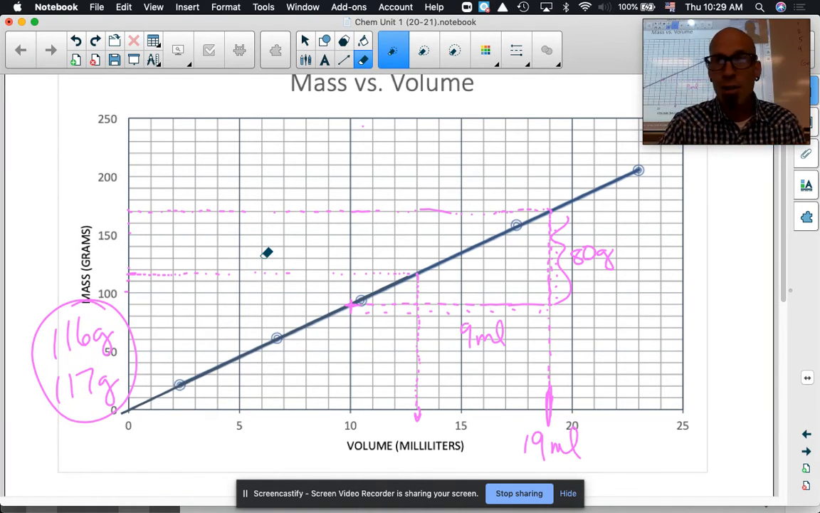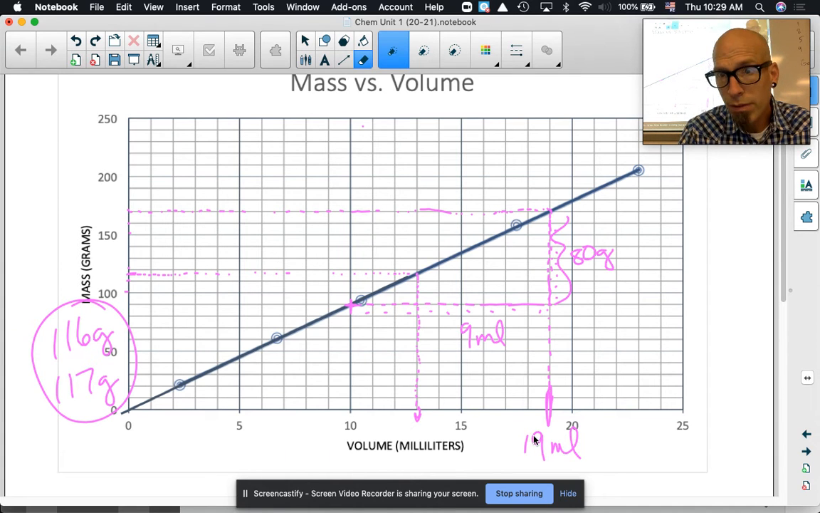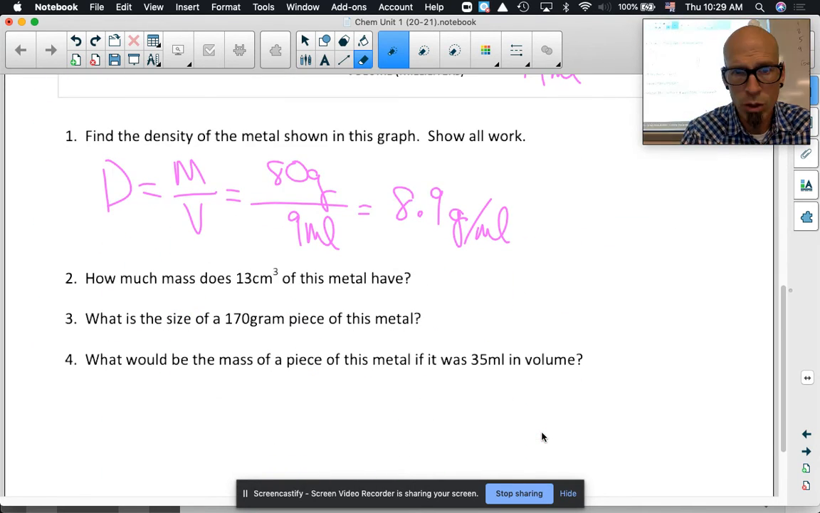Now, there's not really much debate about that one. If you said it wasn't 19, I would wonder what's going on with you. So there's not much guess there. It's on the line. So 19 mLs. That's how big a 170 gram piece of this stuff is.